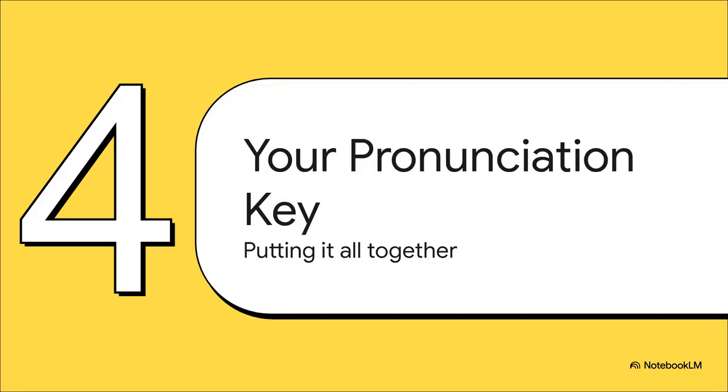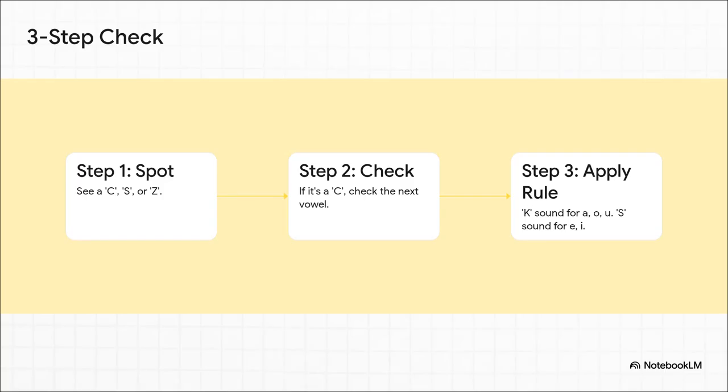All right, we've gone through the rules, the different families, and even the regional differences. So now let's wrap all this up with a simple, practical key that you can start using right away to get these letters right every time. Here it is. This is your go-to guide, your personal cheat sheet, a simple three-step check. First, you spot the letter. If it's a C, your next move is to check the vowel that comes after it. Then you just apply the rule. A, O, U gets the K sound, E and I get the S sound. And remember, in Latin America, S and Z always get that S sound. That's all you need to know.